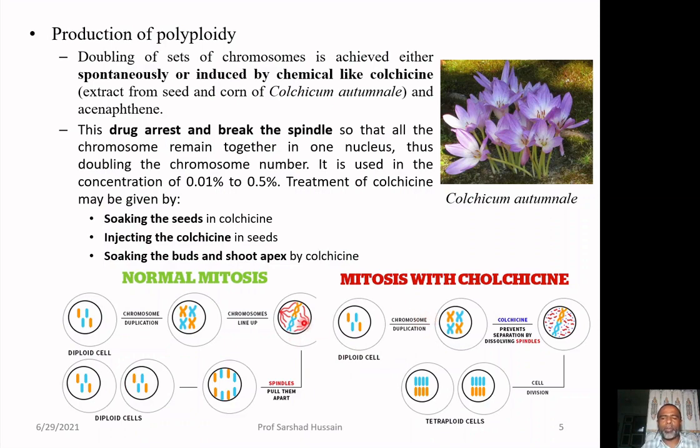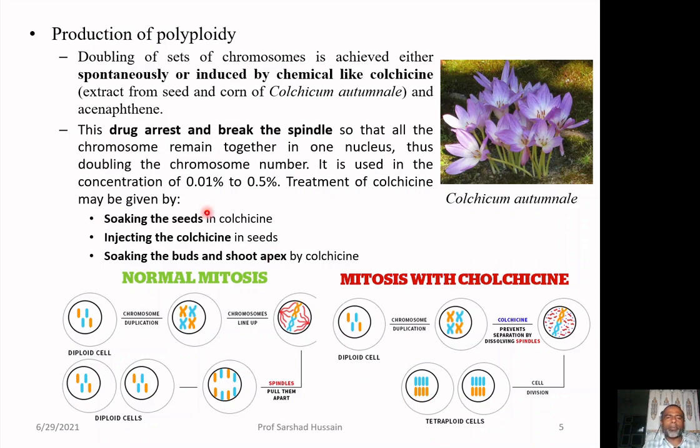The spindle apparatus will not be formed. So, what will happen if the spindle apparatus is not formed? The cell will have 8 chromosomes, that is double that of the original parent. So, that is how polyploidy is induced. Now, you can imagine that this cell was diploid, but it has become tetraploid now.